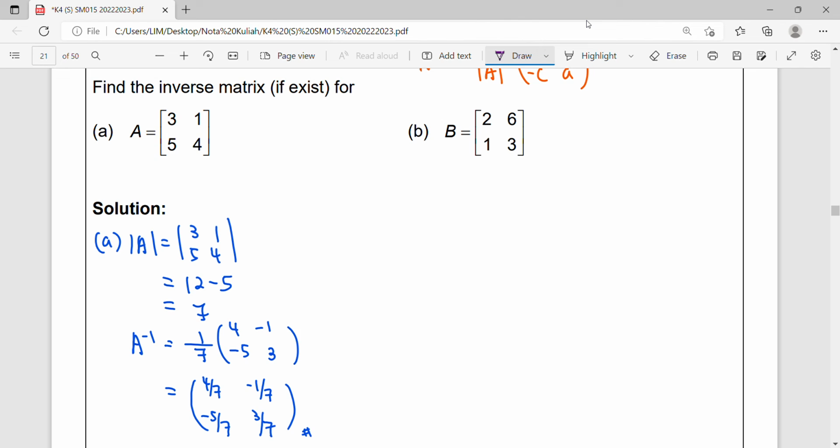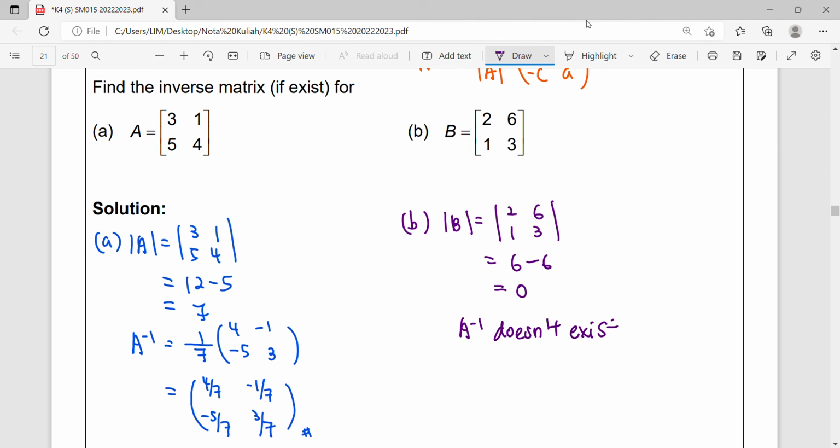For question B, we find its determinant first. Determinant for 2, 6, 1, 3. So it will be 6 minus 6. It will be equal to 0. When we found our determinant 0, A inverse does not exist because this is not denoted by A. This is denoted by B. This matrices is denoted by B. B inverse does not exist because B is a singular matrix.